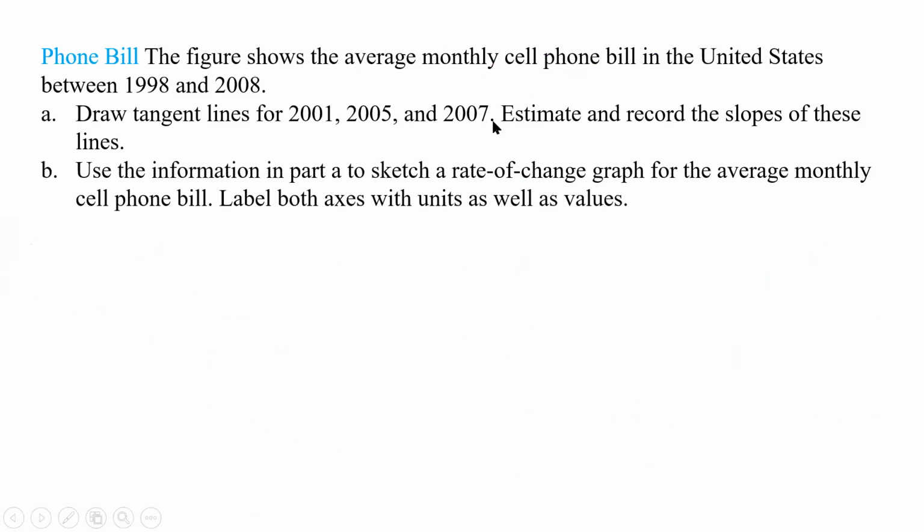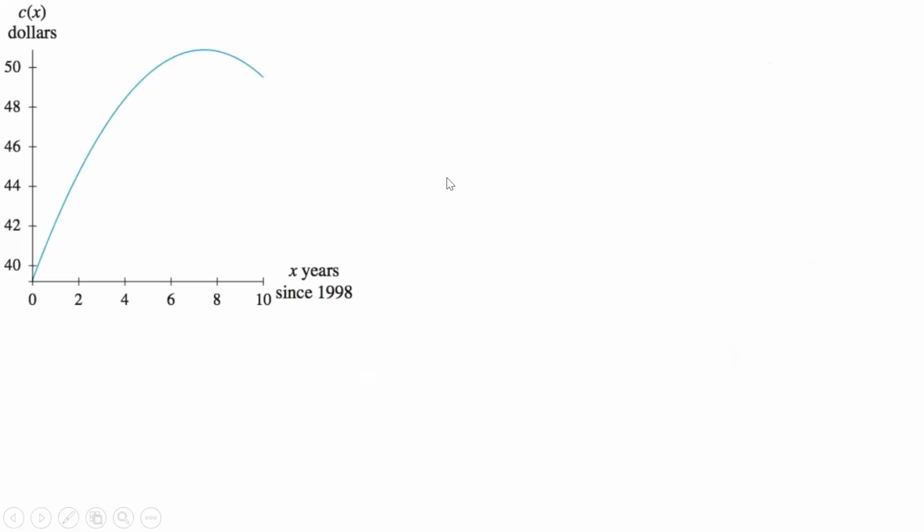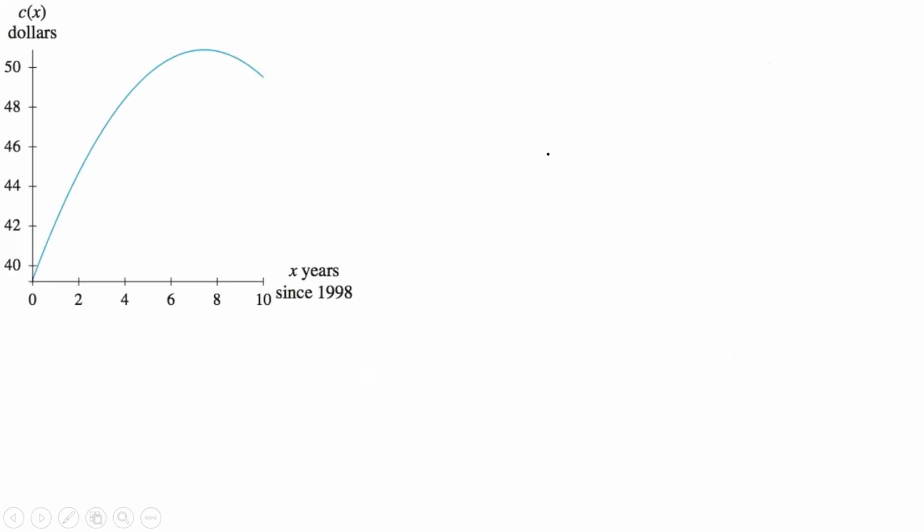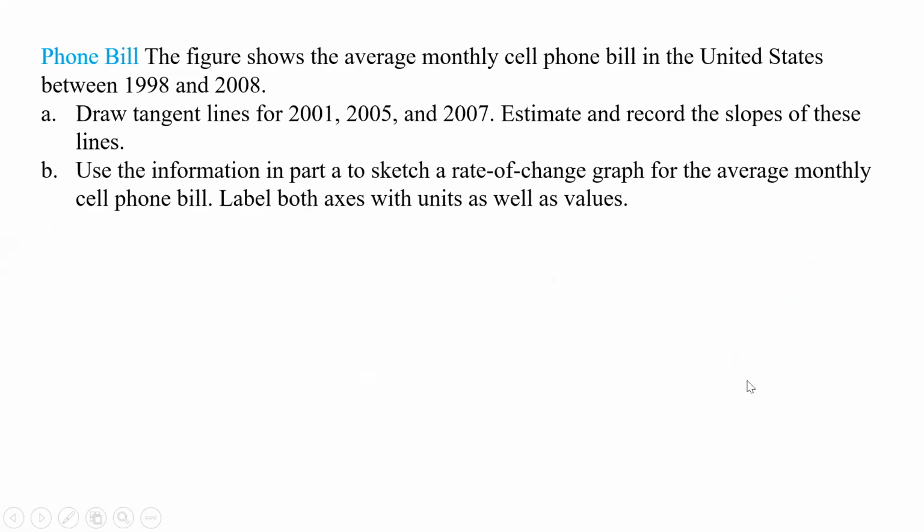So now let's go to the next one. And the next one is a phone bill. So it says the figure shows, and here's our figure. Now the key thing is this is our C of x, and they're asking us to draw basically a rate of change. So our C prime of x, and if this is quadratic in nature, which it looks like, that means this one is going to be linear. Okay, so that's kind of a thing we're going to know: this is quadratic, this has to be linear.